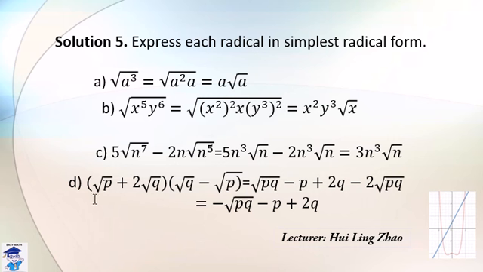The second one is the square root of p times the square root of p. This is p, negative. The third term, 2 times the square root of q times the square root of q, is 2q. The last term is 2 times the square root of q times negative square root of p, so the answer is negative 2 times the square root of p times q. To simplify, the answer is negative square root of p times q minus p plus 2q.